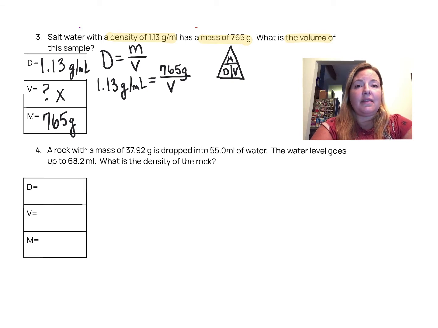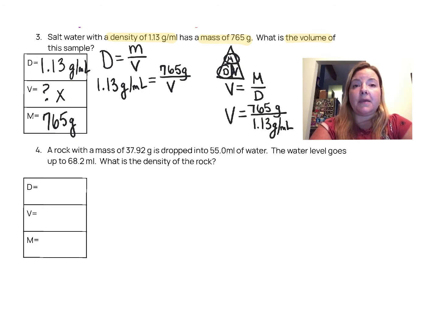The other method that we can do is we can set up our triangle with density equal to mass over volume. And when we have that triangle, we can figure out, well, how do we calculate volume? In terms of volume, we can look at that triangle and determine what the equation would be for calculating volume. And then we can plug the numbers in to solve for number 3.